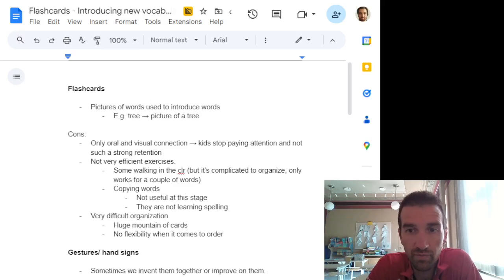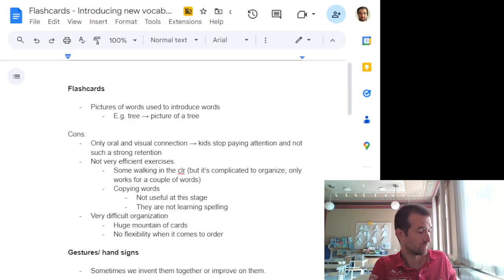Okay, good morning, everybody. I want to talk in more detail about the flashcards. I already mentioned it during my parent evening presentation. And yeah, so flashcards are the usual way to introduce new words, new vocabulary.